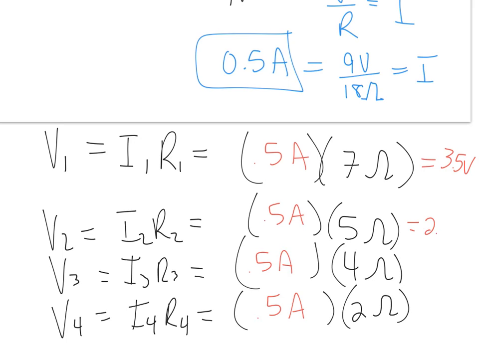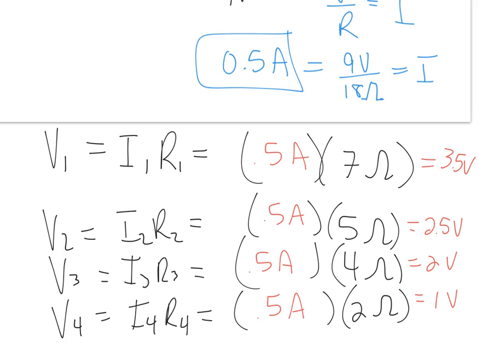3.5, 2.5, 2, and 1. So some of these bulbs, because they have higher resistances, are going to use more voltage. Those bulbs are going to be brighter.